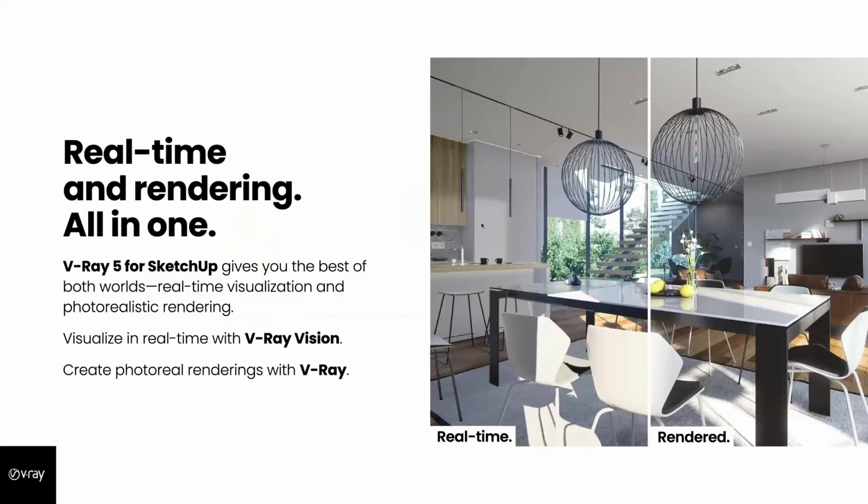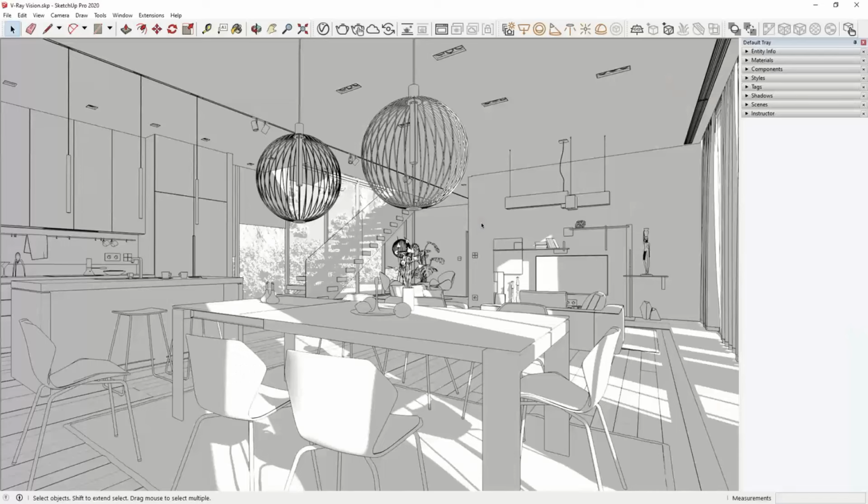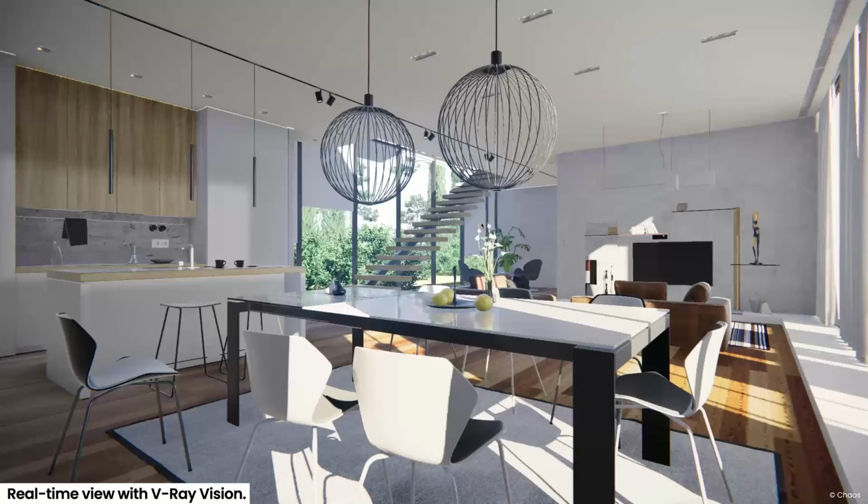And so one of the most exciting new features inside of V-Ray 5 for SketchUp is called V-Ray Vision. And V-Ray Vision is a fully real-time visualization system. And normally when you're looking at your SketchUp model, it looks like this, or you're just taking a peek at something that's not quite realistic. And with V-Ray Vision now, you can see that look much better with your textures, with your lighting, all in real time.